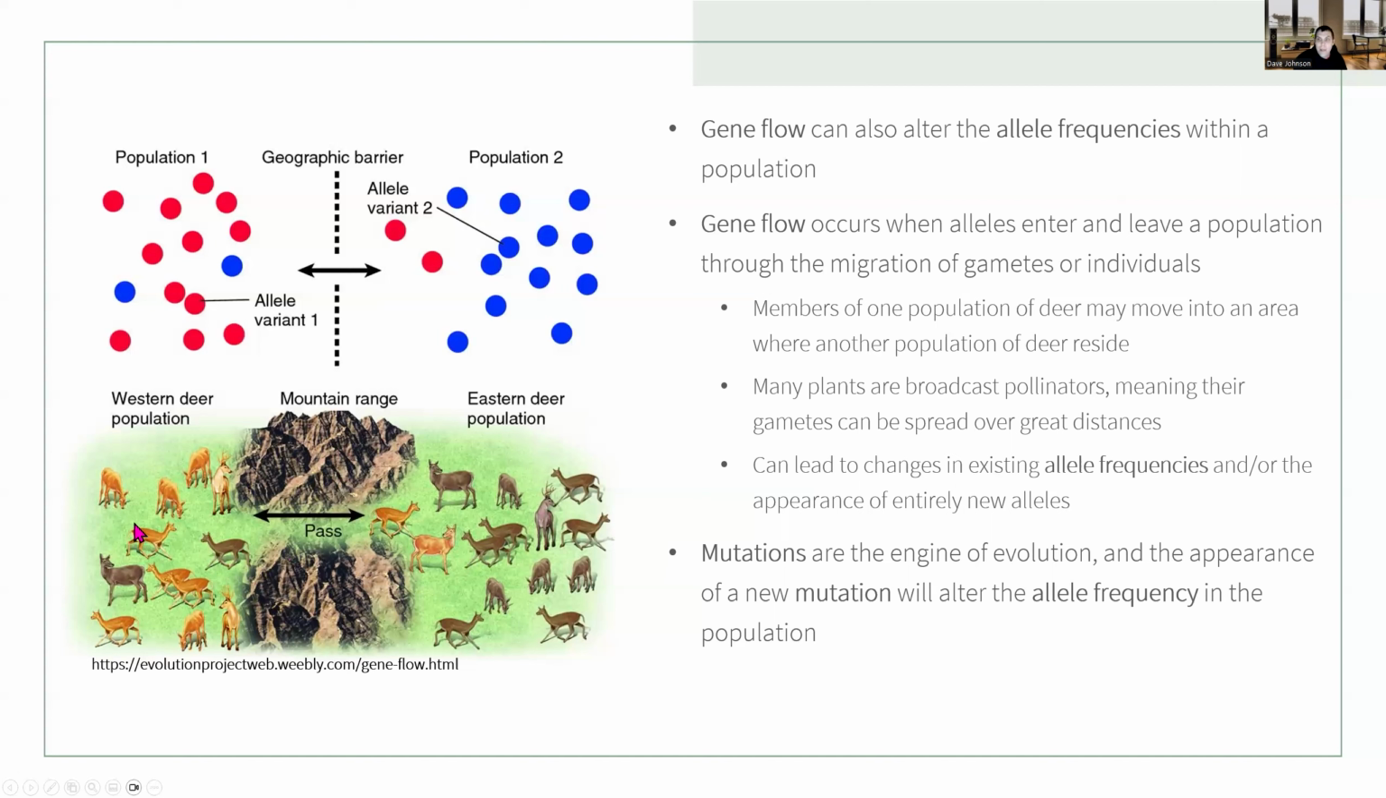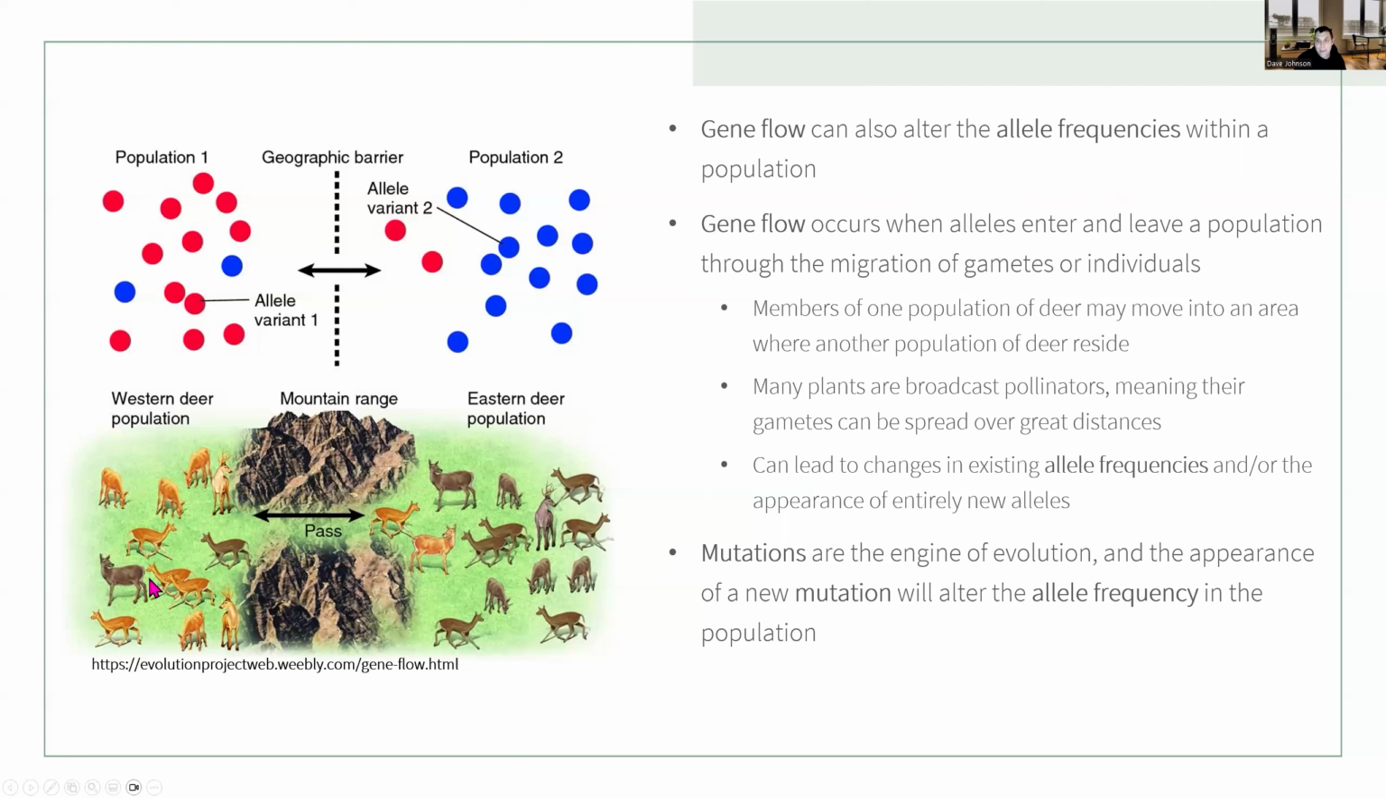And in doing so, they bring themselves as well as their gametes and alleles into this population, and this gene flow can disrupt the balance of allele frequencies by introducing new alleles or by sending some current alleles to a different population.